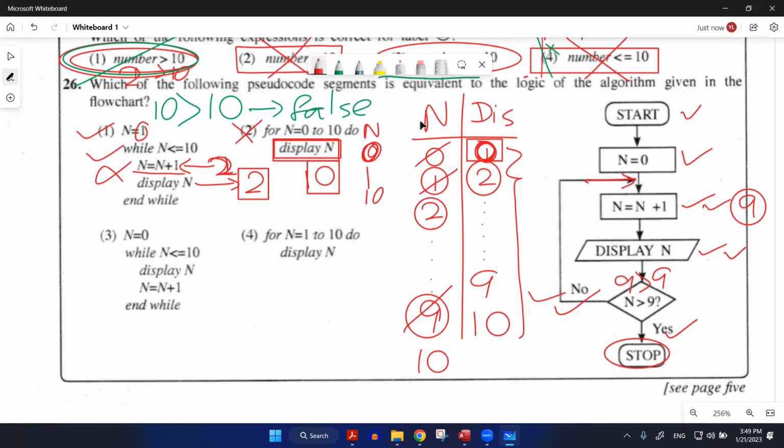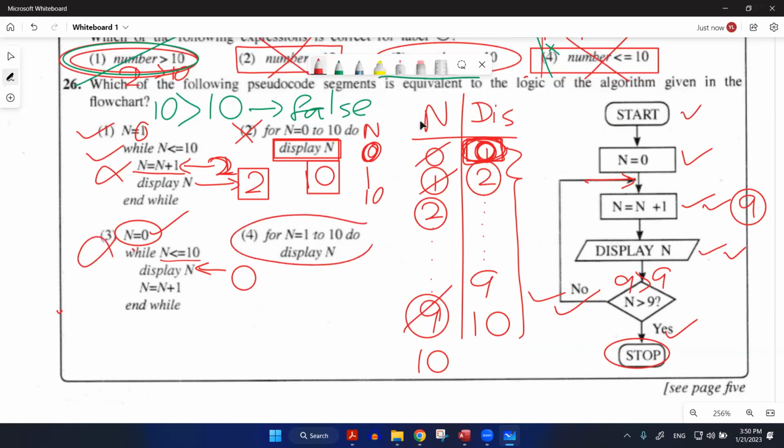So the third one. The third one starts n as 0. Right? So n starts as 0. So the question is asked whether n is less than or equal to 10. So it is less than 10 because n is 0. Right? And it says display n. That means you are going to show a 0 in your output list. But we are not going to show a 0. We are showing 1. So because of that, this is wrong.